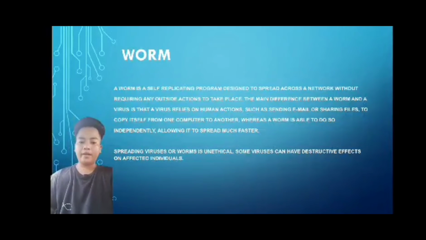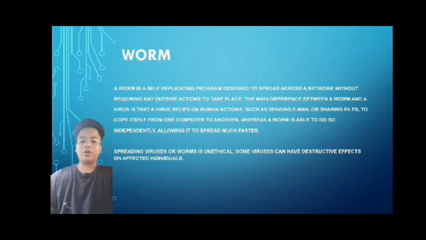Worm. A worm is a self-replicating program designed to spread across a network without requiring any outside actions to take place. The main difference between a worm and a virus is that a virus relies on human actions, such as sending email or sharing files, to copy itself from one computer to another, whereas a worm is able to do so independently, allowing it to spread much faster. Spreading viruses or worms is unethical. Some viruses can have destructive effects on affected individuals.